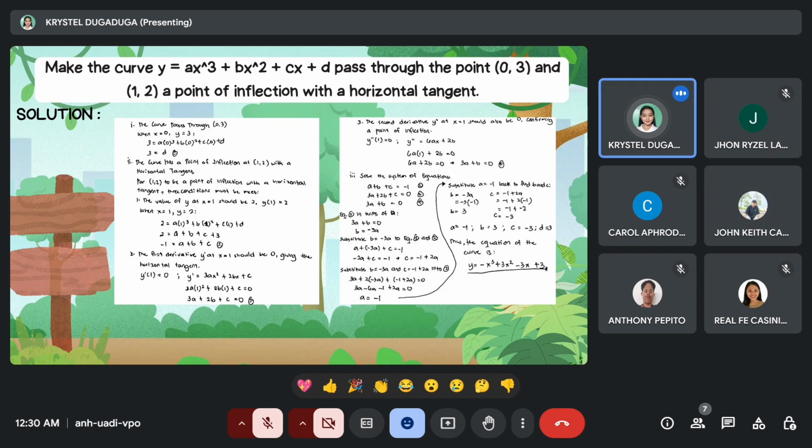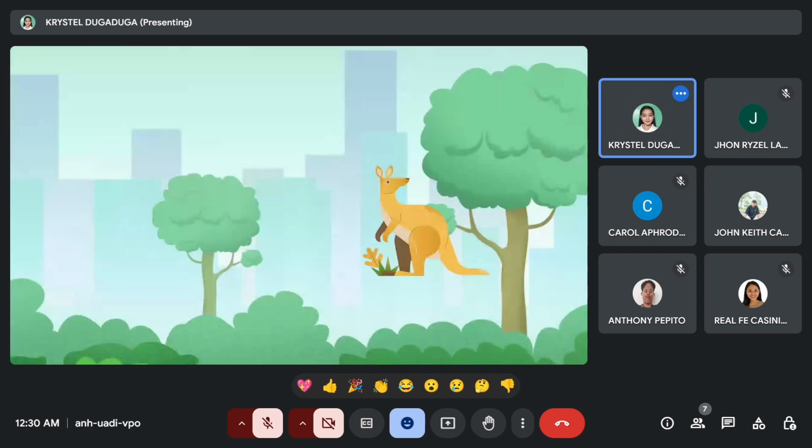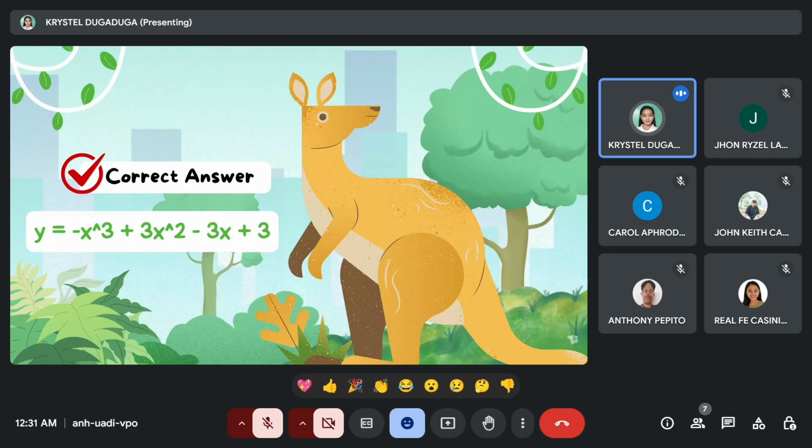And the value of d we already got from our first equation, which is d equals 3. So our value of a is negative 1, b is 3, c is negative 3, and d equals 3. Thus, the equation of the curve, the final answer, is y equals negative x cubed plus 3x squared minus 3x plus 3.